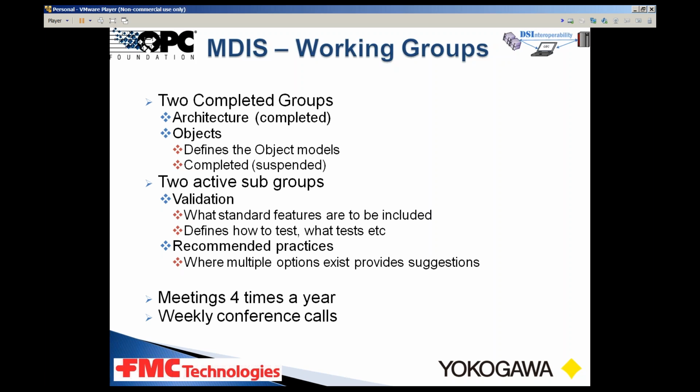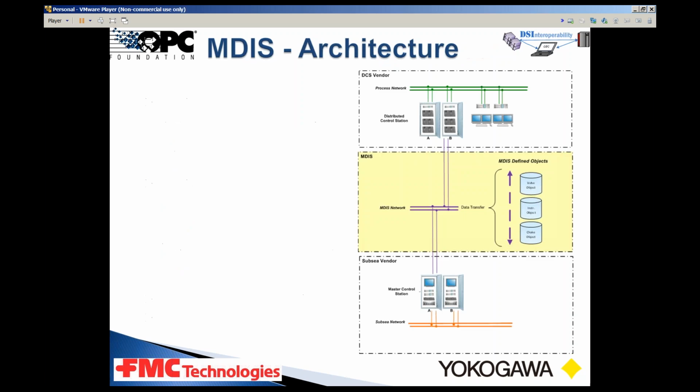There's two active groups still working at this point, and they're the validation group that describes how to standardize tests and what tests should be done, and then a recommended practice group, which describes the multiple options and how they should be handled. MDIS has meetings 4 times a year. They have weekly conference calls. So part of it is that if you're interested, you could always join the MDIS groups too.